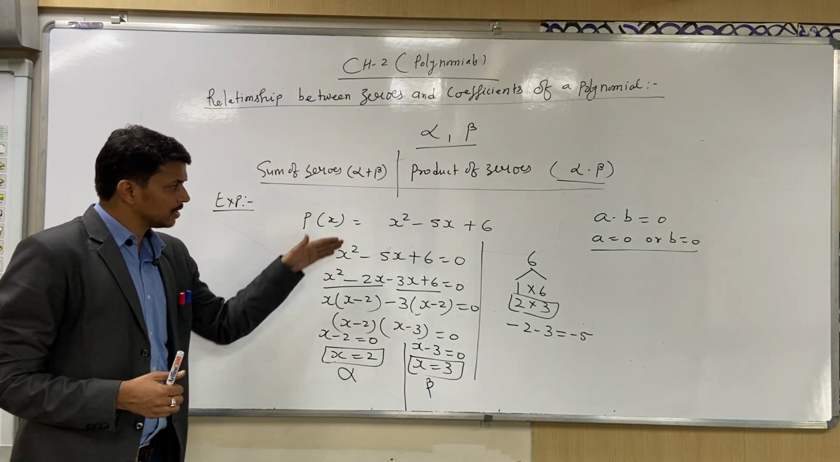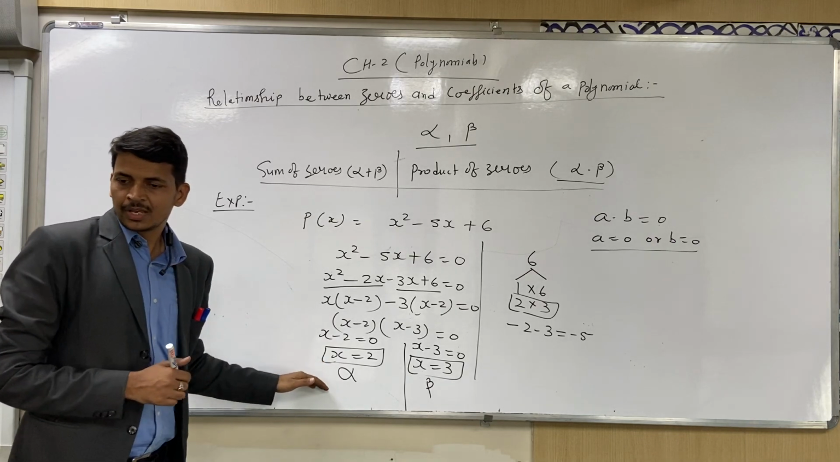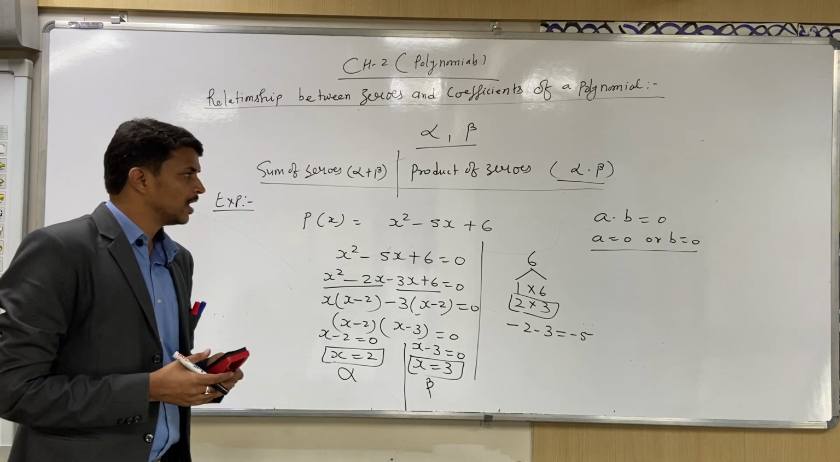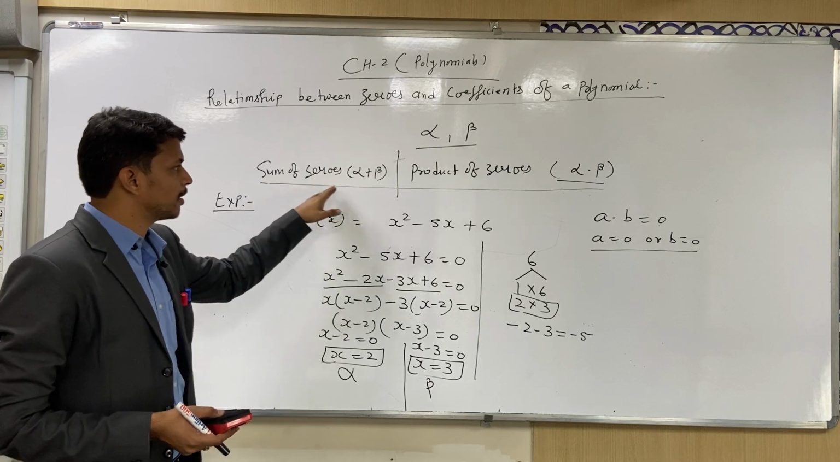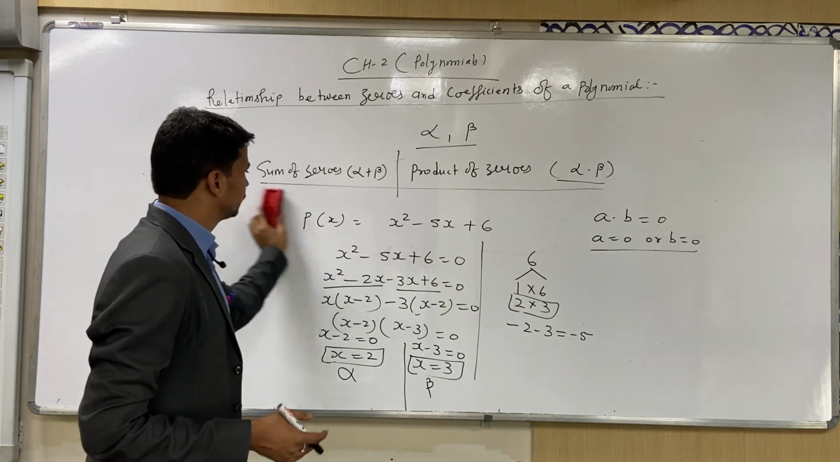Moving ahead, we have solved this quadratic polynomial to get the zeros of the polynomial. Now, we will discuss how to find the relationship. As I told in the very beginning, we have to discuss two types of relationship. One is the sum of zeros and the second one is the product of zeros. Let us discuss that.